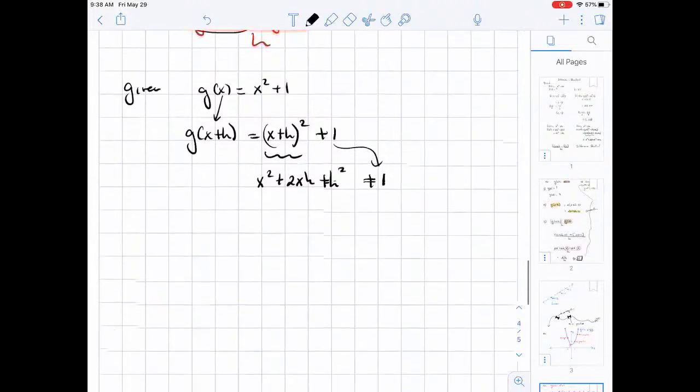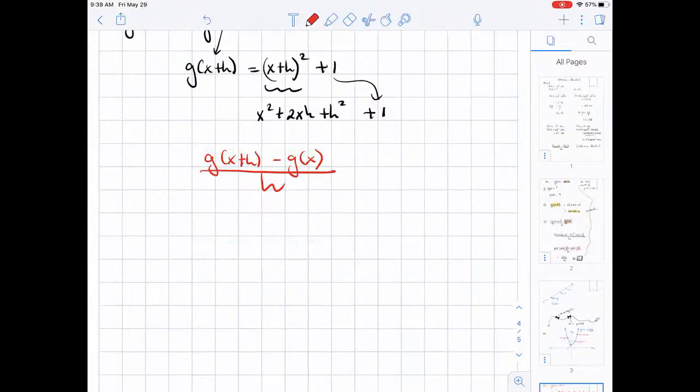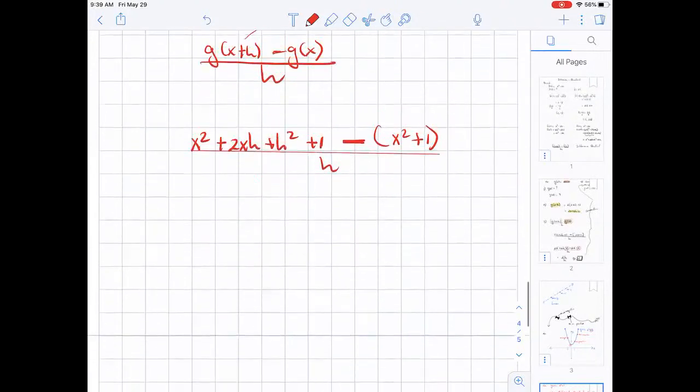Now we're going to apply the difference quotient formula. The difference quotient formula is g of x plus h minus g of x, everything over h. Plugging in the numbers, we have x squared plus 2xh plus h squared plus 1 minus, keeping g of x in parentheses, x squared plus 1, everything over h. So we have x squared plus 2xh plus h squared plus 1 minus x squared minus 1, everything over h.